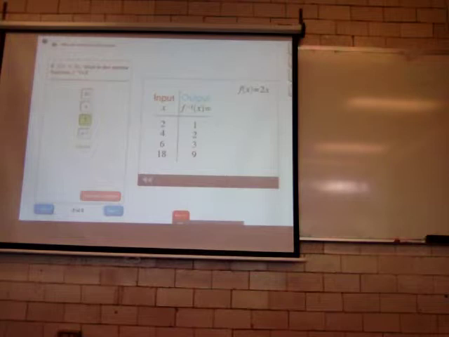Let's find some expression that relates these inputs to these outputs. 2 divided by 2 happens to be 1. 4 divided by 2 happens to be 2. In fact, if we just take any of the inputs and divide it by 2, we get the output. So, we can write this function as x over 2.